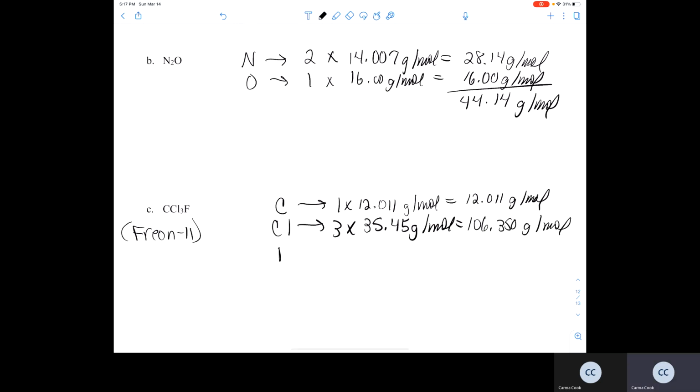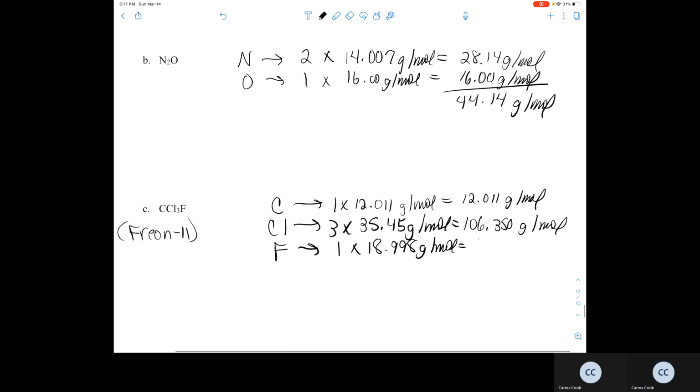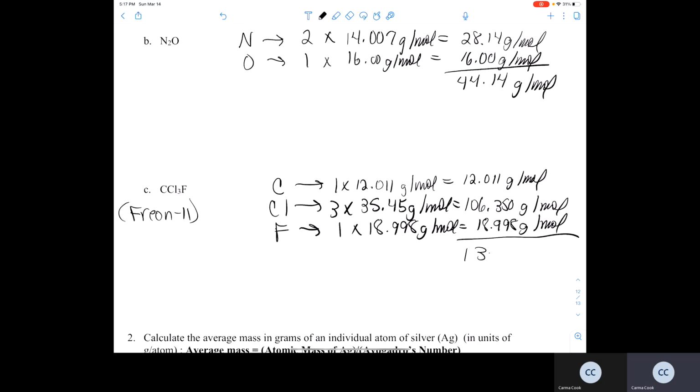And then finally, fluorine, there's 1 in the formula. Each fluorine is 18.998 grams per mole. So add those 3 numbers together, you get 137.359 grams per mole for the molar mass of Freon 11.